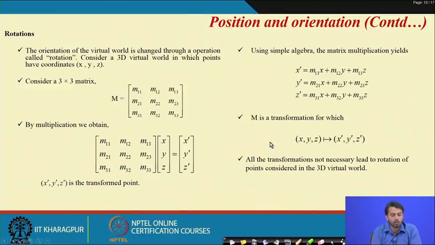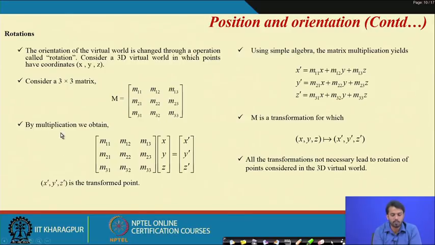Next we will go for rotation. So we first saw translation and relativity, and now we will go for the rotation property. The orientation of the virtual world is changed by an operation called rotation. Consider a 3D virtual world in which the coordinates are x, y, z. Consider a 3 by 3 matrix, a transformation matrix M, in which the different coefficients are mentioned.